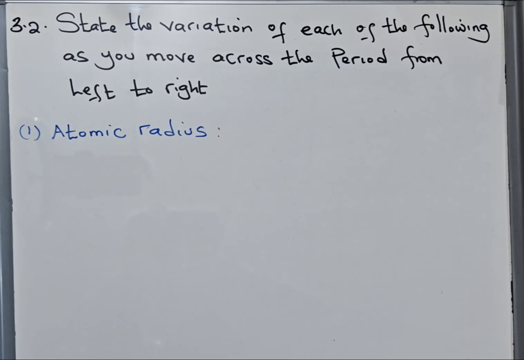What happens is that as you move across the period, you are not adding more energy levels. It's the same energy levels, but the positive charge, which is brought about by the number of protons, increases. So that positive charge pulls the electrons closer, making the atom smaller.